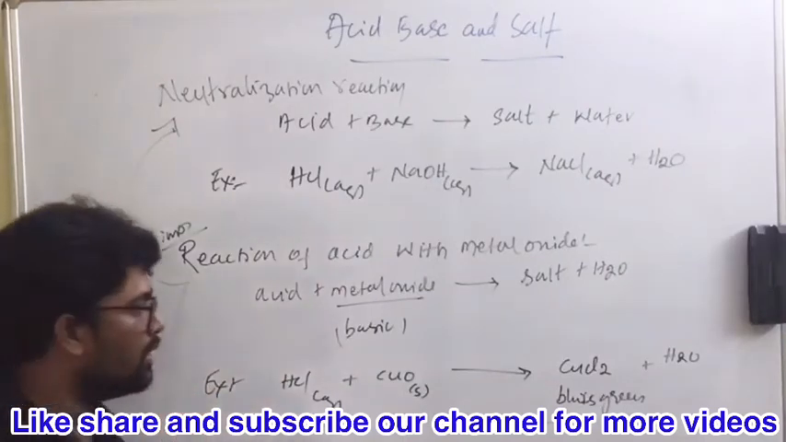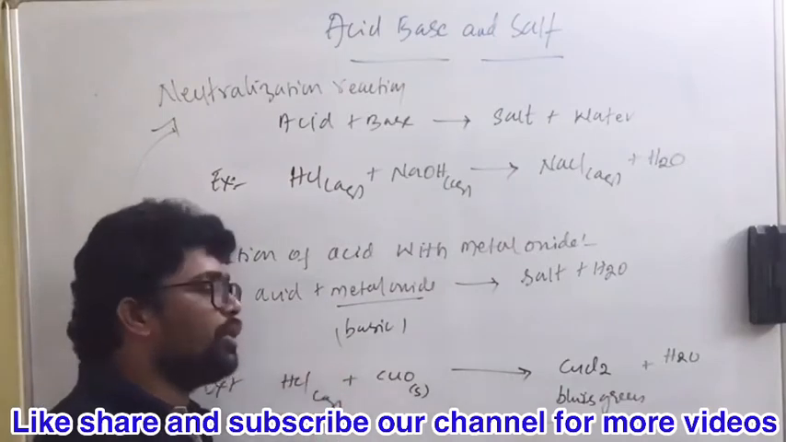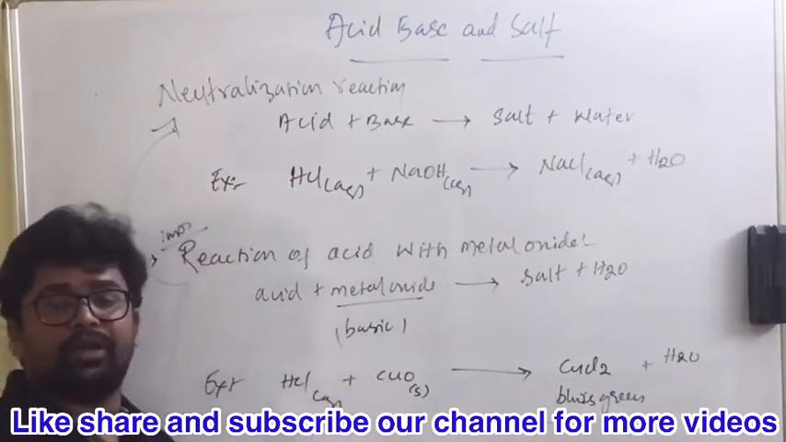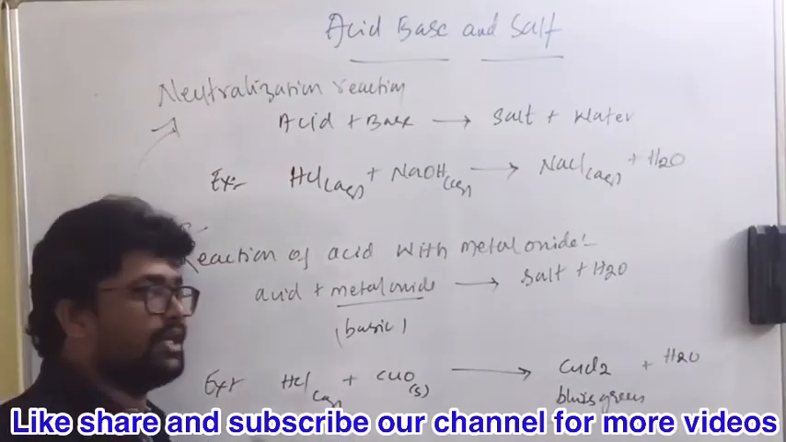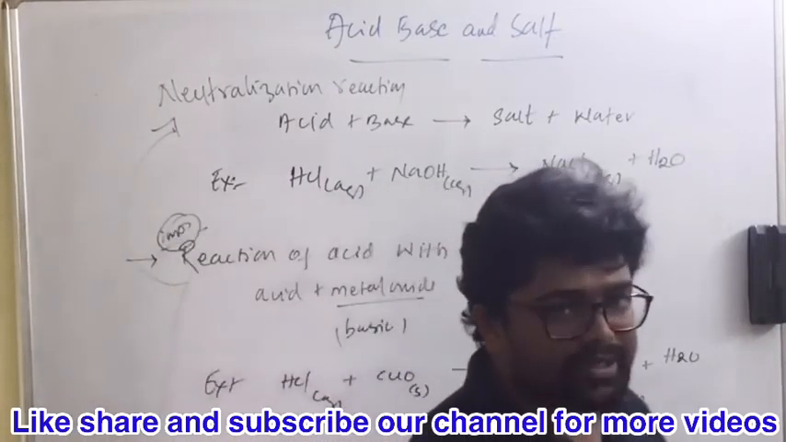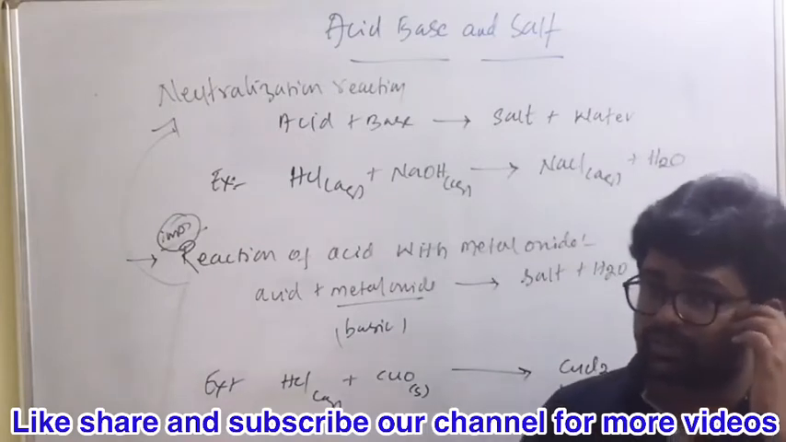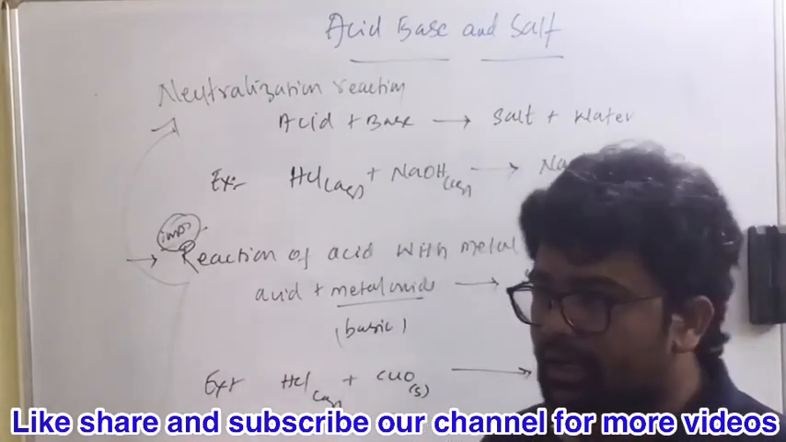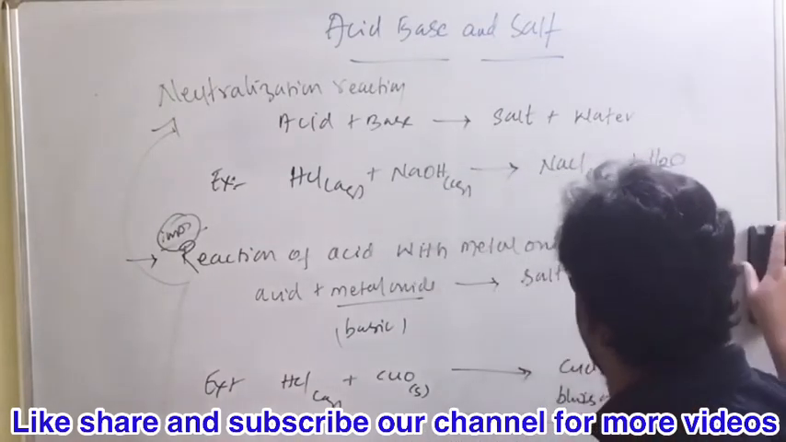So what is happening here? Acids, when they react with metal oxide, give you salt and water, which means metal oxides are basic in nature. It is an important point you have to remember. If metal oxides are basic in nature, what about non-metal oxides, students? Yes, they will be acidic in nature. Now let us learn that property.